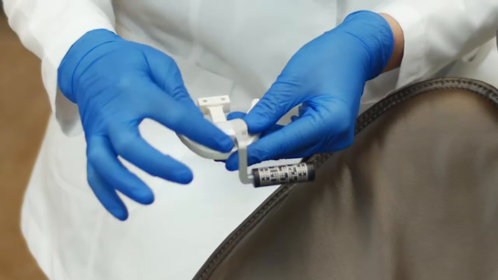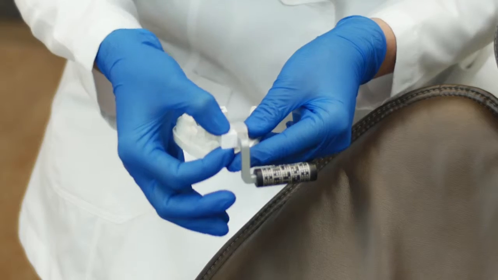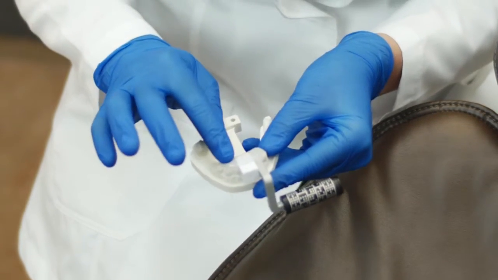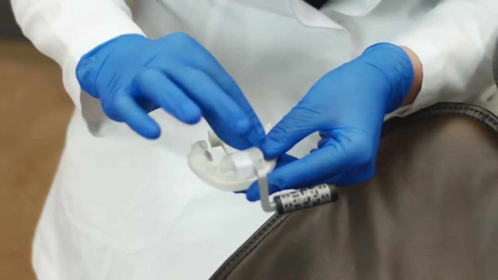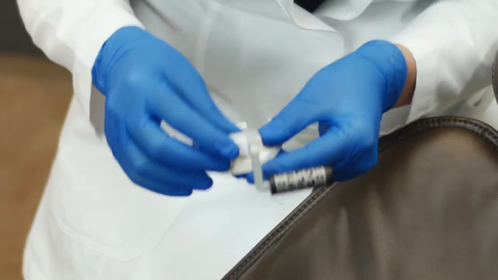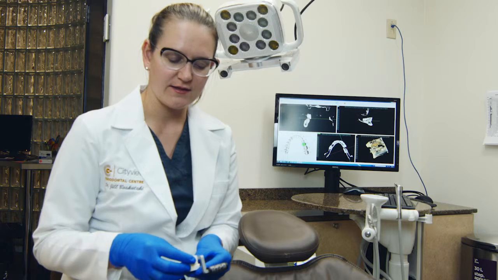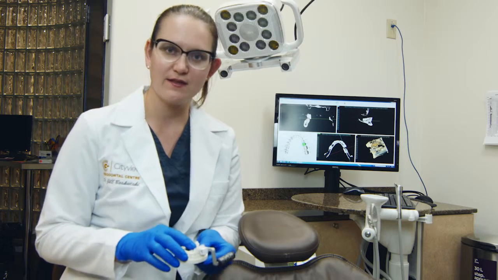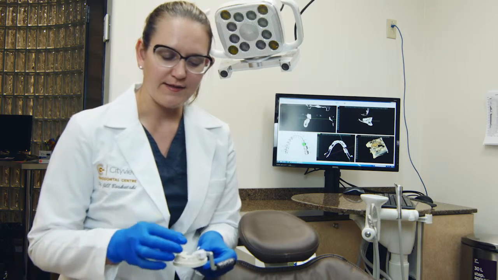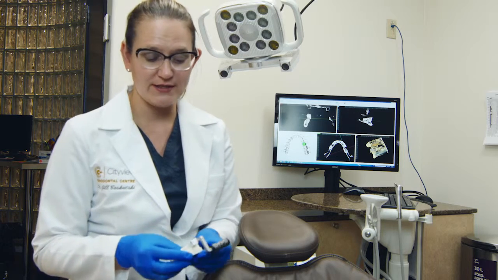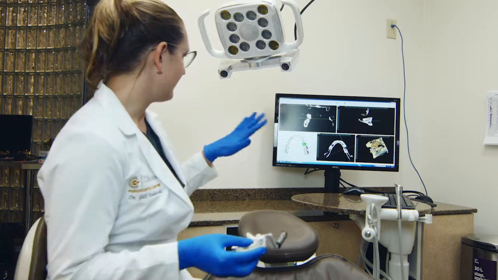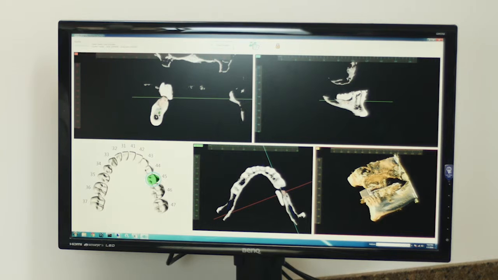This is just an example of one of the stents I use with something called a fiducial, which is this little plastic portion that is inserted into the stent. And then the patient wears this stent for a CBCT scan, and the fiducial shows up in the CBCT scan. I then take this information to digitally plan the case on the Inliant clinical system.